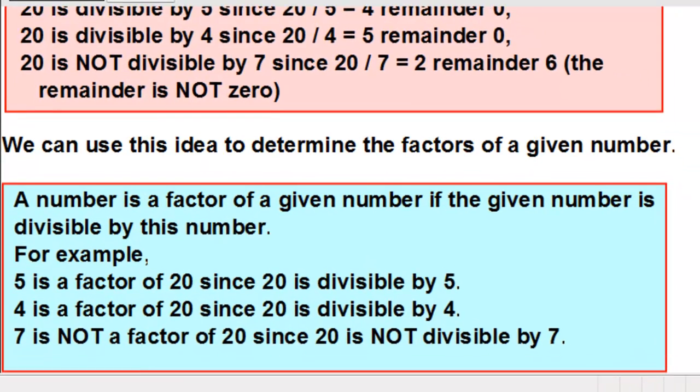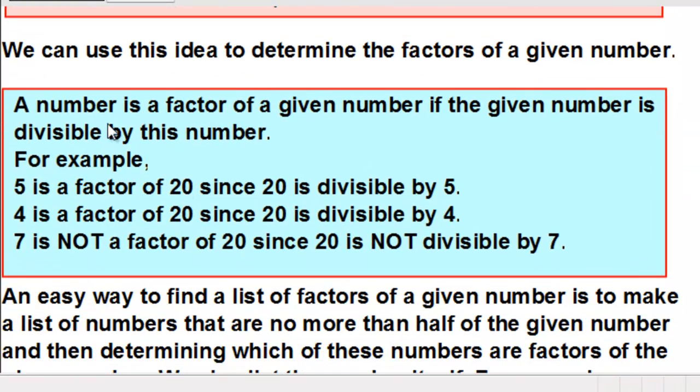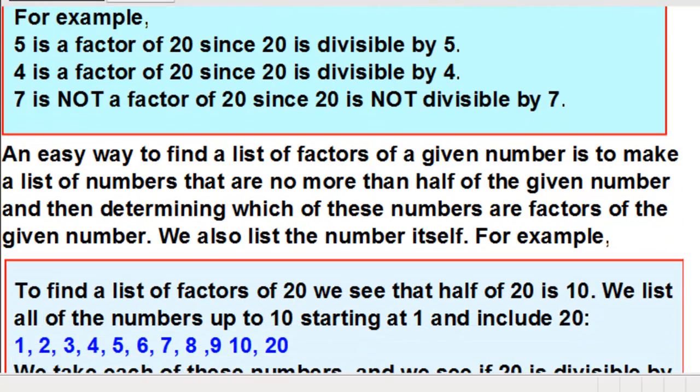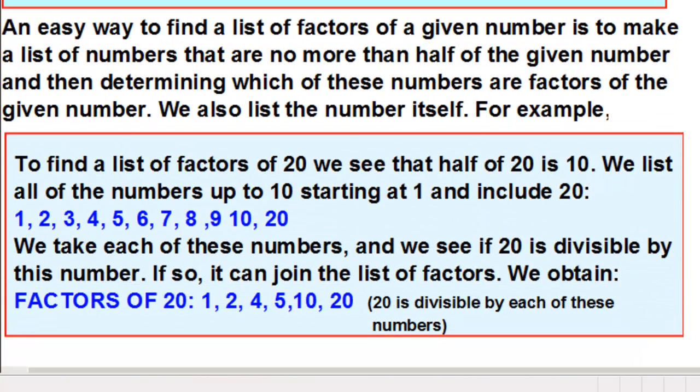Now we can use this idea to determine the factors of a given number. A number is a factor of a given number if the given number is divisible by this number. For example, 5 is a factor of 20 since 20 is divisible by 5. 4 is a factor of 20 since 20 is divisible by 4. And 7 is not a factor of 20 since 20 is not divisible by 7.